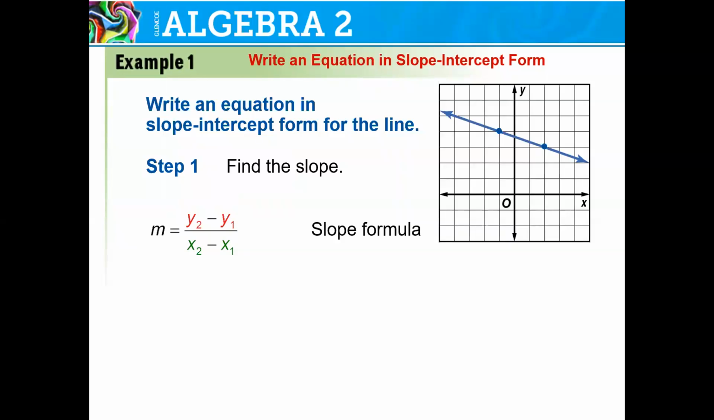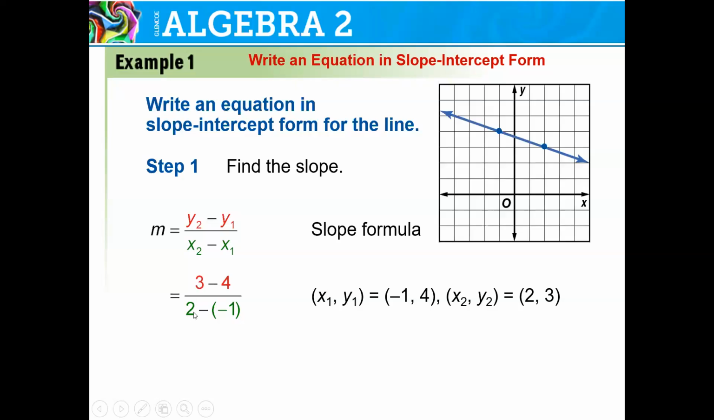So we want to plug it into our slope formula. You can see they've declared 3 as y2, 4 as y1. So on the top, we have 3 minus 4. And then in the denominator, we have 2 minus a -1. Once again, the key being that these two are paired up and these two are paired up. 3 minus 4 is -1. 2 minus a -1 is going to give you 3. So we would have a slope of -1/3.